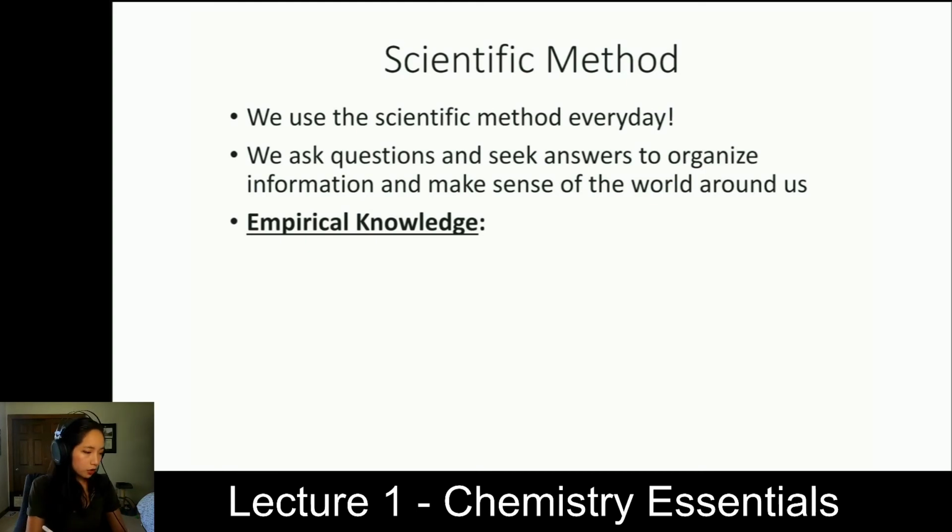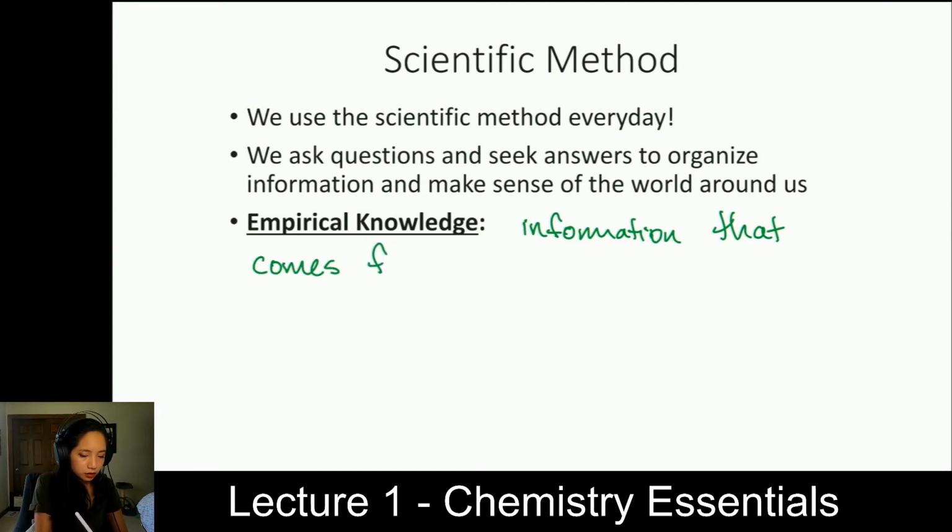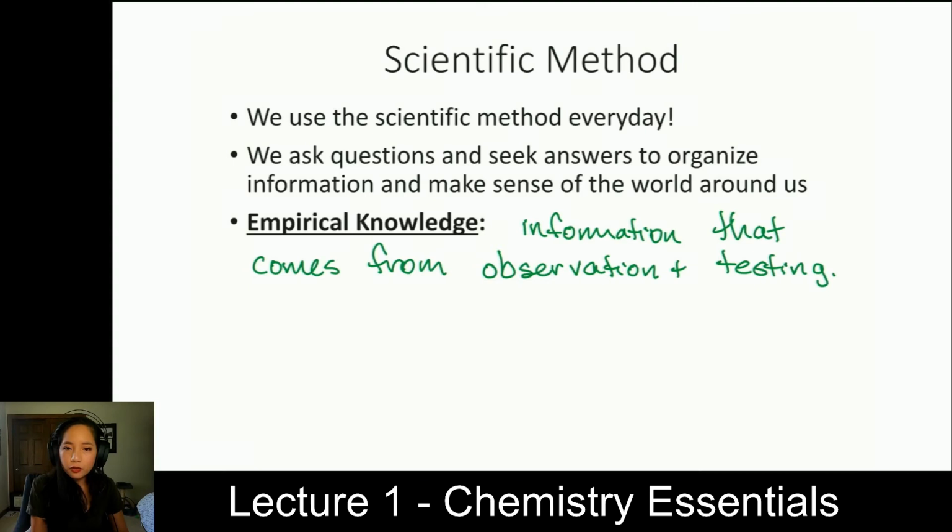So, what is empirical knowledge? Well, it is information that comes from observation and testing. We've seen this before. They used observations and writing things down and testing, experimentation in the alchemy era. And we are still using those fundamental principles today and apply that to science and the scientific method.